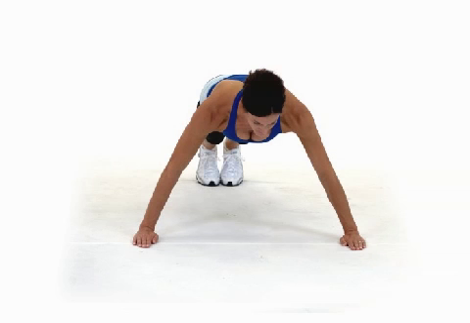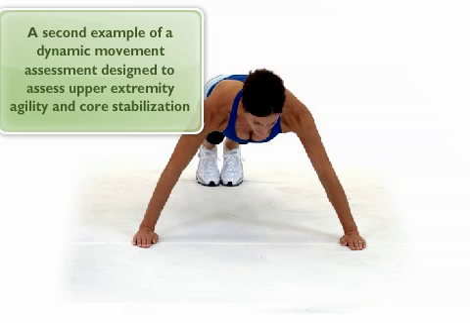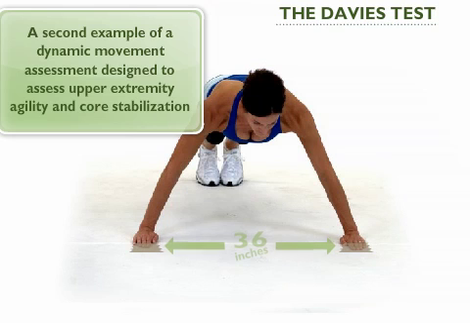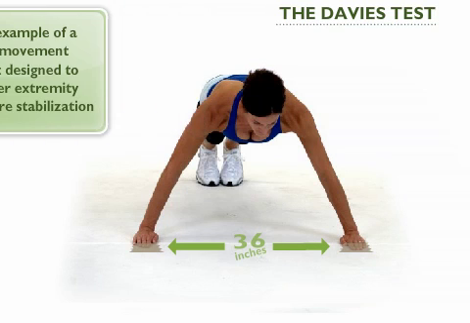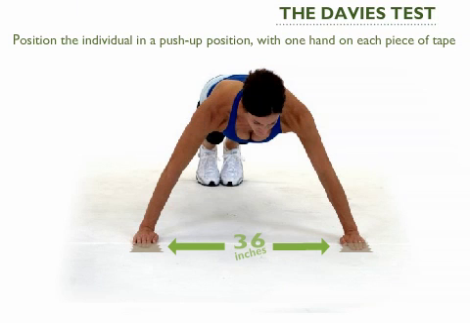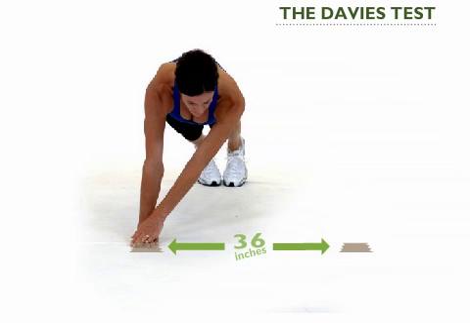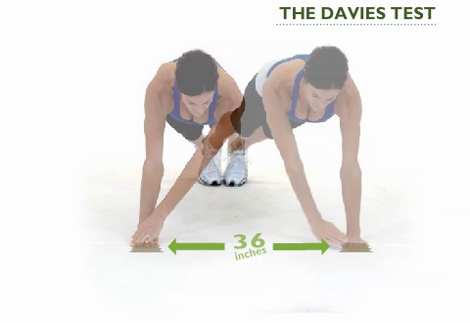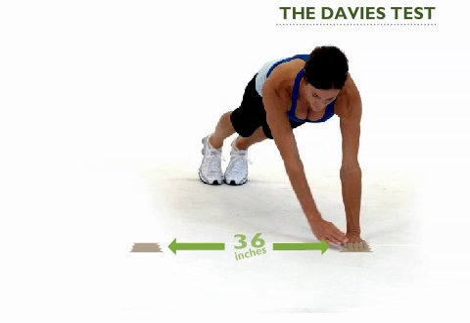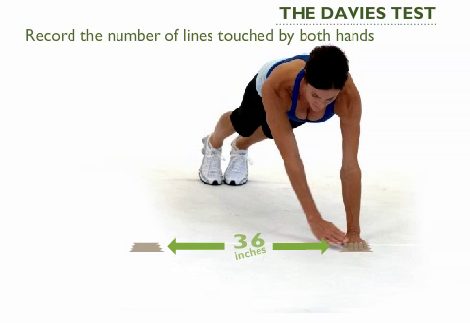A second example of a dynamic movement assessment designed to assess upper extremity agility and core stabilization is the Davies test. To start, begin by placing two pieces of tape on the floor 36 inches apart. Next, position the individual in a push-up position with one hand on each piece of tape. Instruct the individual to quickly move his or her right hand to touch the left hand. Perform alternating touching on each side for 15 seconds. Repeat for 3 trials. Record the number of lines touched by both hands.